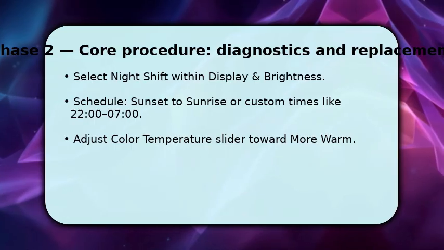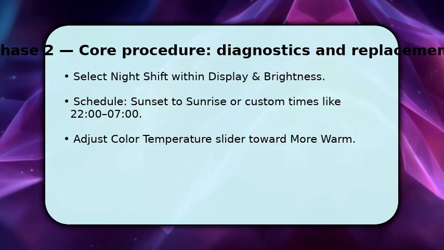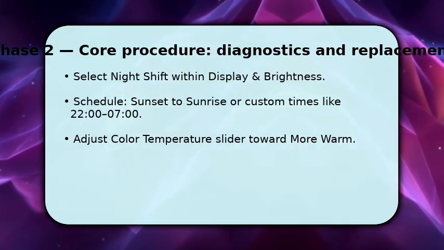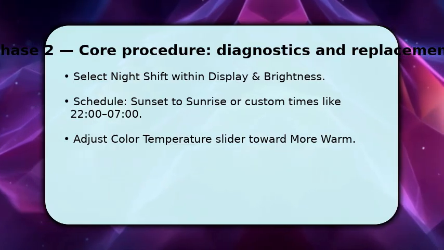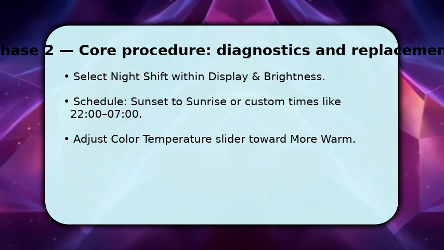Next, use the color temperature slider and drag toward more warm. A stronger warm setting reduces more blue light. Once set, make sure to test visually and tweak. Small adjustments can preserve color recognition while still lowering blue light exposure.